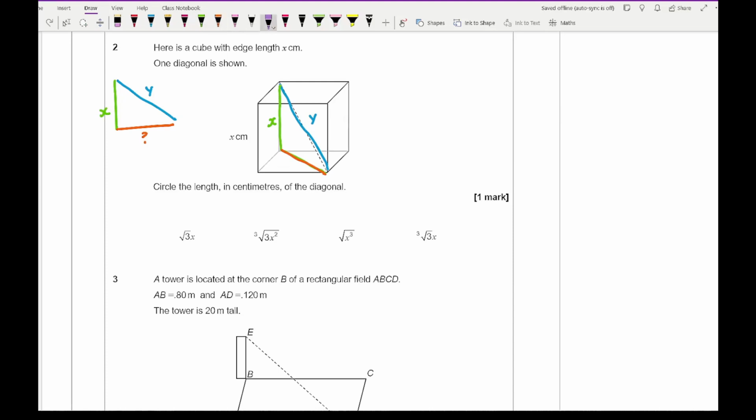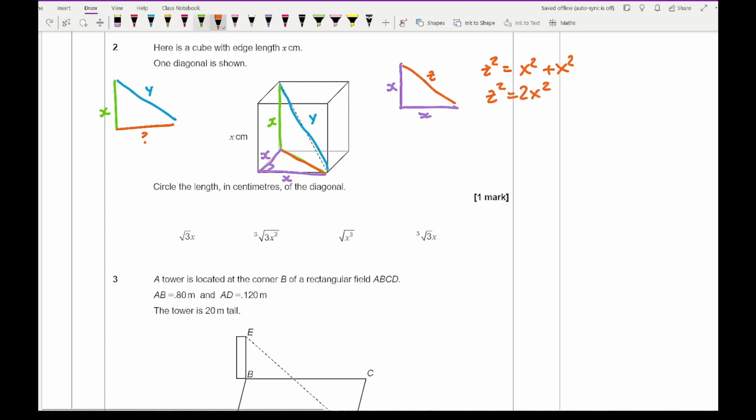Now to work out that orange line, if I draw a right angle triangle that uses that orange line, I get this purple triangle, and this is going to be x and this is going to be x because they're both lengths on the cube. So drawing this out, to work out what that orange line is going to be, I've got x and I've got x. Let's call this orange line z. So z squared equals x squared plus x squared. So therefore z squared equals 2x squared.